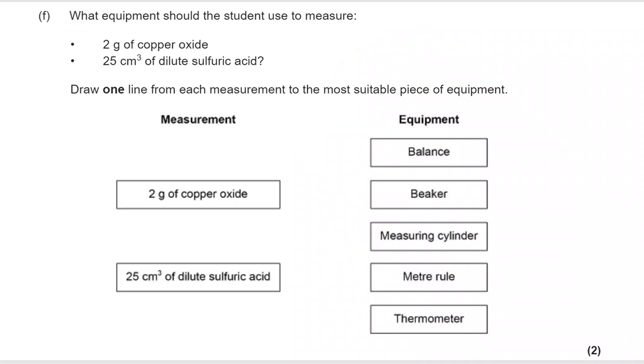For part F, what equipment should the student use to measure 2 grams of copper oxide? Well, if you're measuring a mass, you're going to use a balance. If you're measuring a volume, well, you could use a beaker or a measuring cylinder, but you would always use the measuring cylinder because it is more precise.